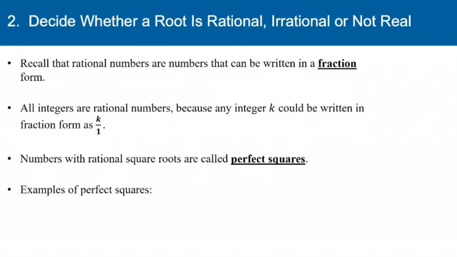What are some examples of perfect squares? Well, 1 times 1 is 1. 2 times 2 is 4, so that's a perfect square. 3 times 3 is 9, so that's a perfect square, and so on. 16, 25, 36, 49, all of those numbers are perfect squares. Anytime you do a rational number times itself, the answer to that calculation is a perfect square.